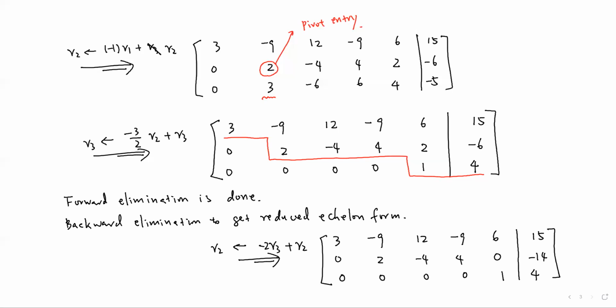Continue. This number is my pivot entry. Now I use this number to eliminate the number 6.